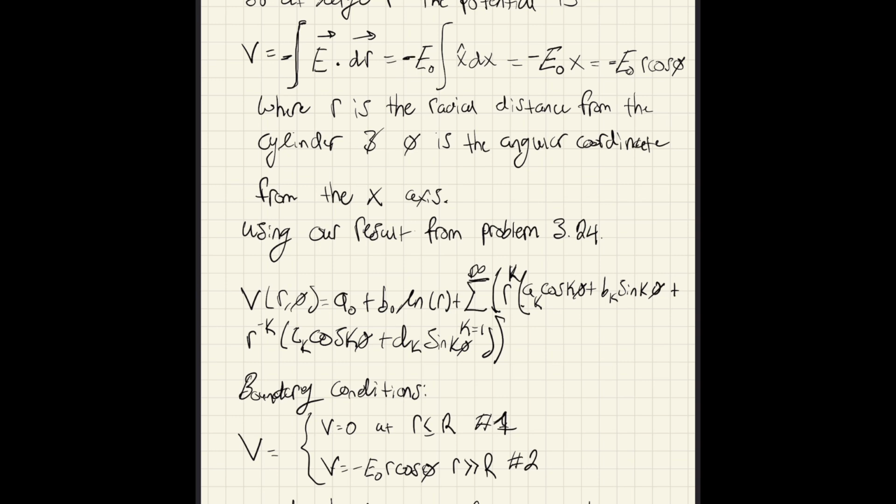The electric field is E naught. We pull it out of the integral, and we're just integrating dx x hat. And so we just get minus E naught x. Or writing it in terms of the cylindrical coordinates, x is just r cosine phi. So the potential is minus E naught r cosine phi at large distances for r, where r is the radial distance from the cylinder, and phi is the angular coordinate from the x-axis.